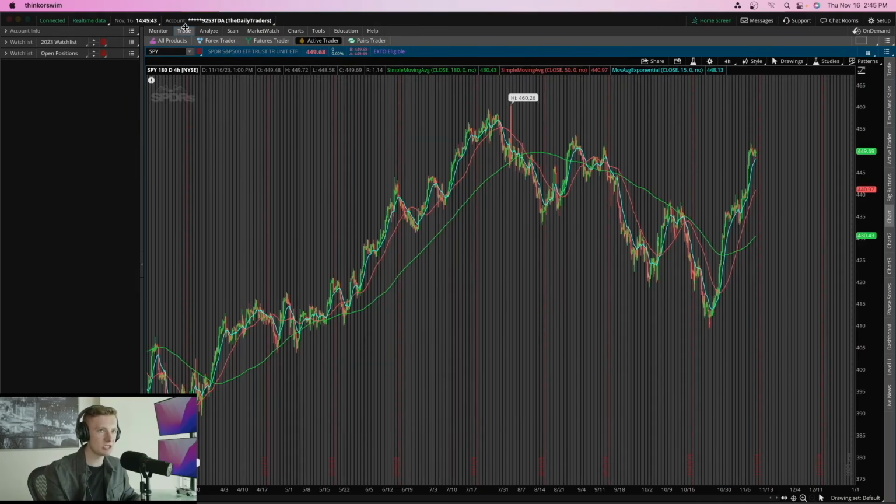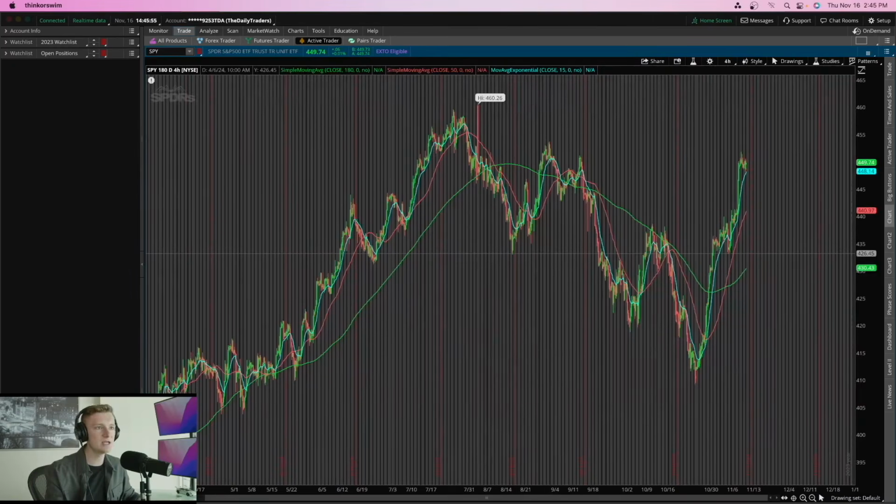The only tabs I'm going to be using are going to be monitor, trade, and analyze. Now, as we progress through the curriculum, you're going to learn more about what each one of these means. But for now, this is all we need. We've got our ThinkorSwim platform set up.